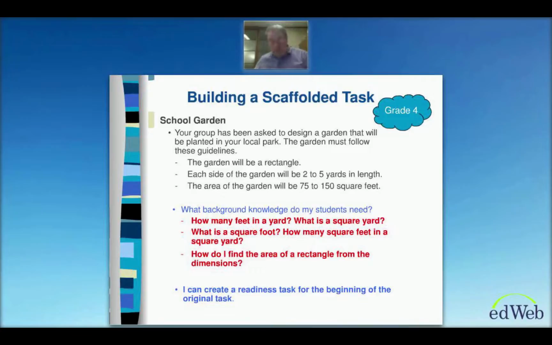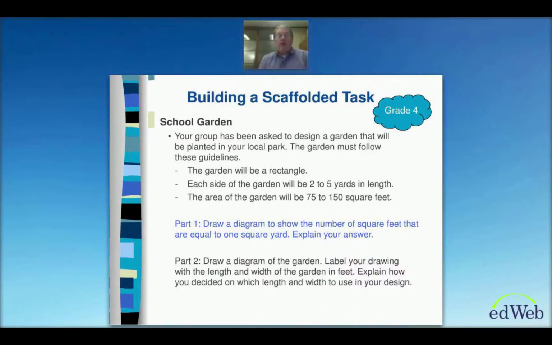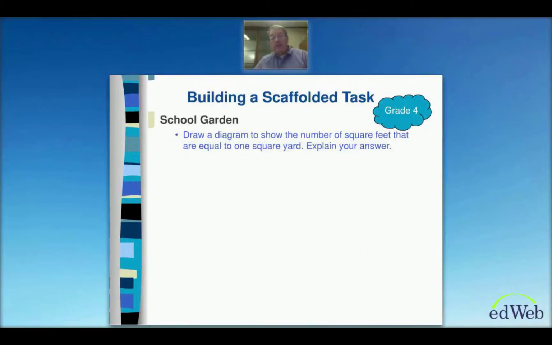Once I've identified that, I can create a readiness task for the beginning of this original culminating task. So what I might do is go back and think about how to ask students questions that will get at whether they understand those concepts that they need to solve the problem. So my first part could be to have them draw a diagram to show the number of square feet that are equal to 1 square yard and explain their answer. And then I could set it up like this, and I might even want to provide a grid as a background if I think that that's something they're going to need.